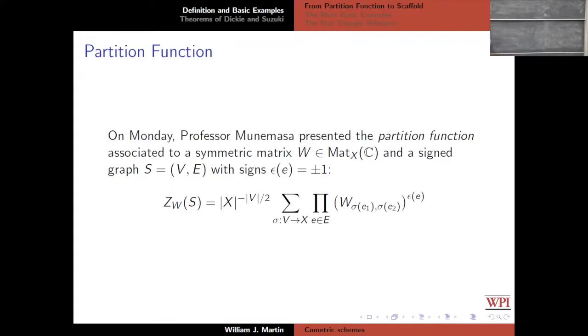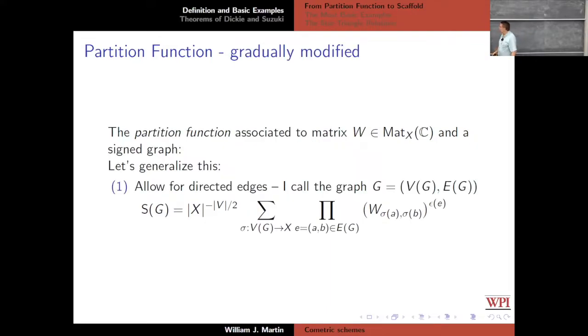And I want to allow arbitrary edge weights. So here, all of the edges are weighted either with W or the entry-wise inverse of W, which I call W plus and W minus. But now let's just allow for directed edges first off. So I'm going to allow for directed edges, and I'm going to call the graph G. And so that's the first thing.